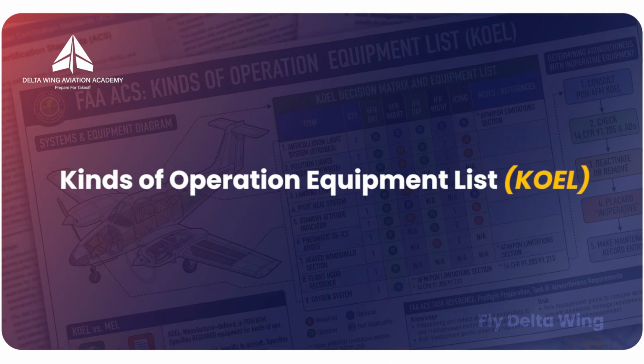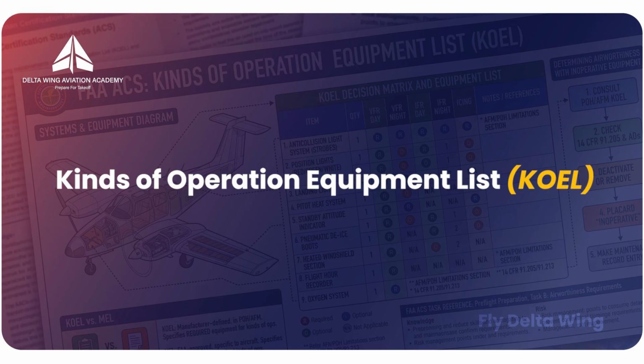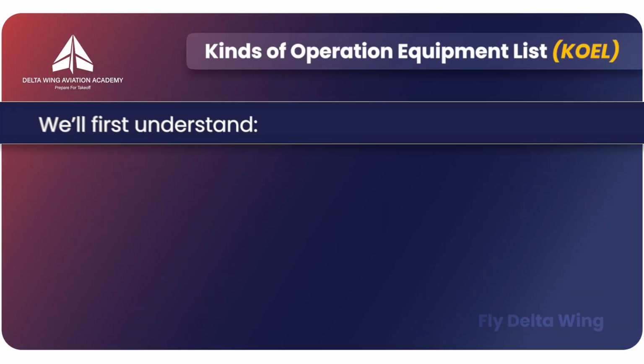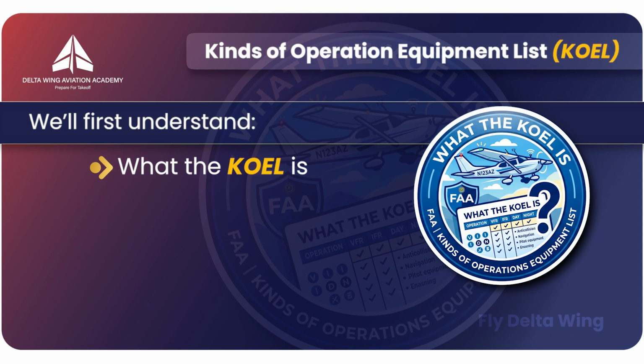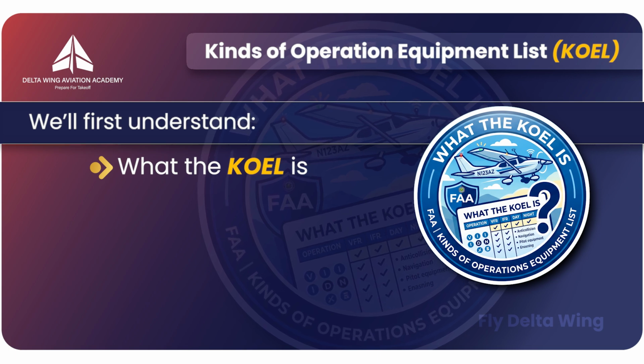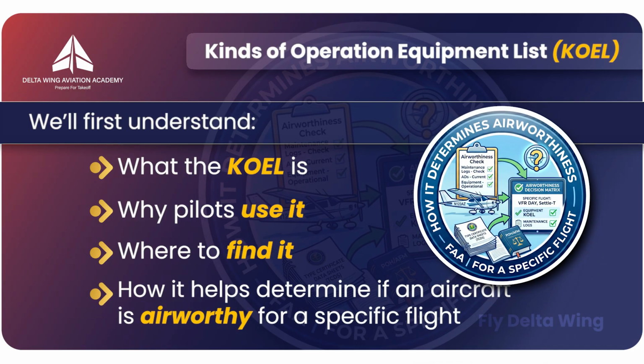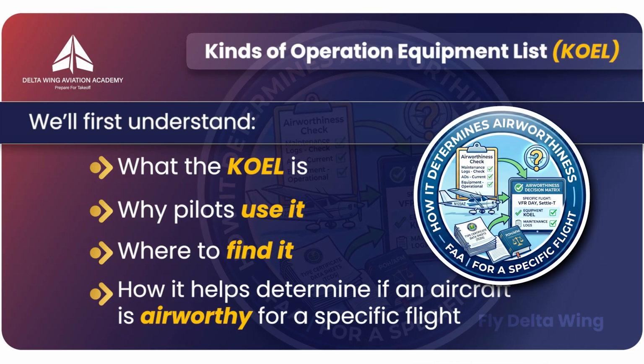Today's video lesson is about the Kinds of Operation Equipment List, commonly called the KOEL. We'll first understand what the Kinds of Operation Equipment List is, why pilots use it, where to find it, and how it helps determine if an aircraft is airworthy for a specific flight.